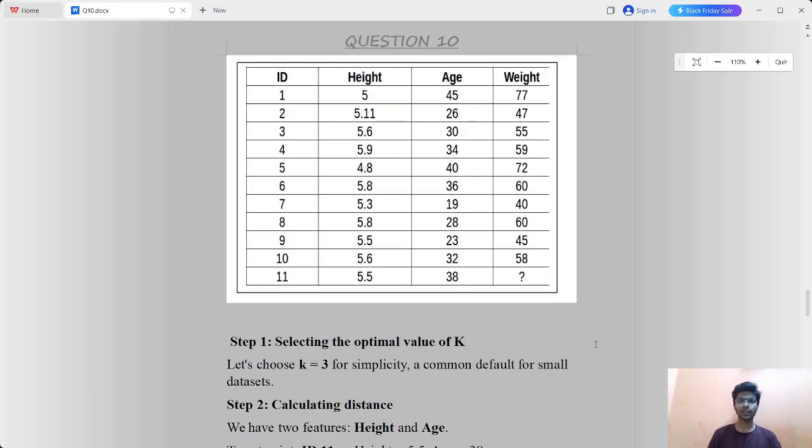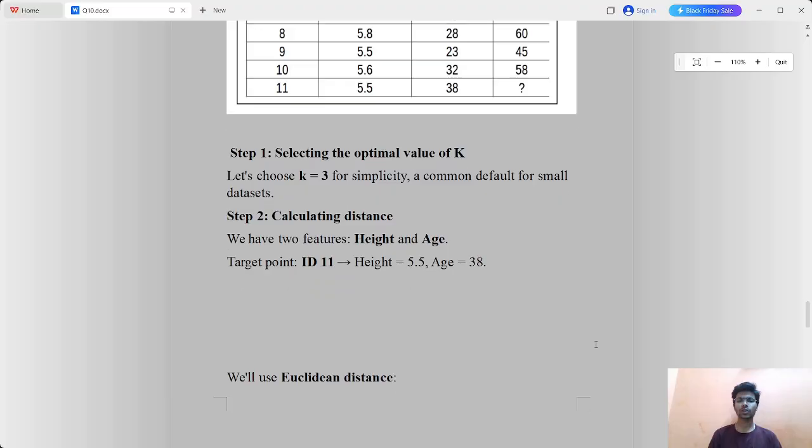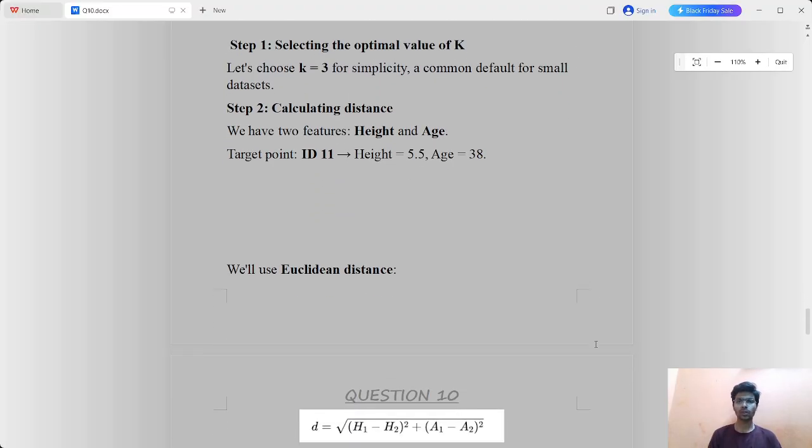Using this data table, selecting the optimal value of k, let's choose k equals 3, for simplicity, a common default for a small dataset. The second step, calculating the distance. We have two features, height and age. The target, ID 11, has height equals 5.5 and age equals 38.